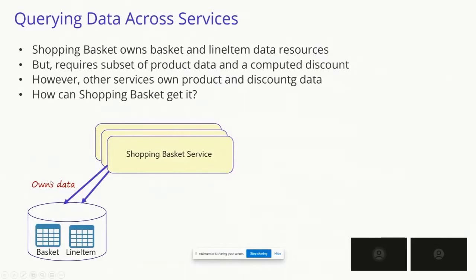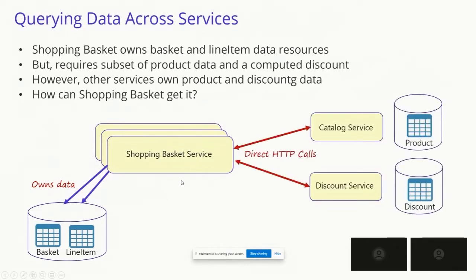The problem is that shopping basket doesn't own product data, and it doesn't own discount data. So how does it handle this? Well, like we said, we could have the shopping basket make direct synchronous HTTP calls to the catalog service. I'm going to add a line item to the basket, call the catalog service to do a product lookup, and call the discount service to calculate the discount.